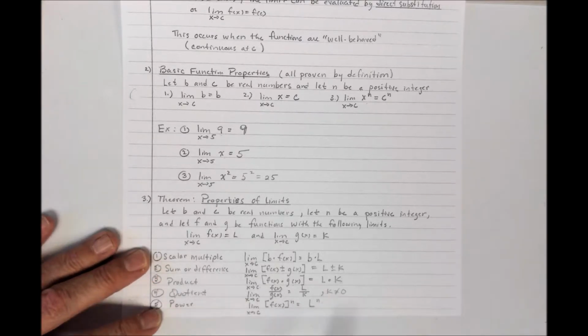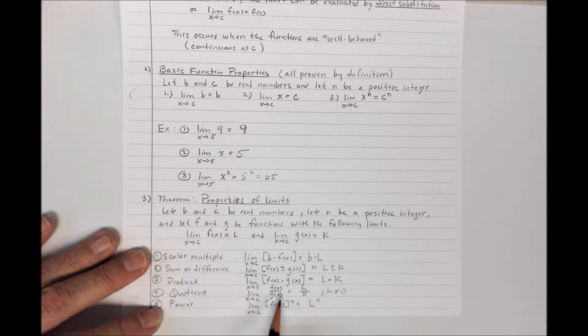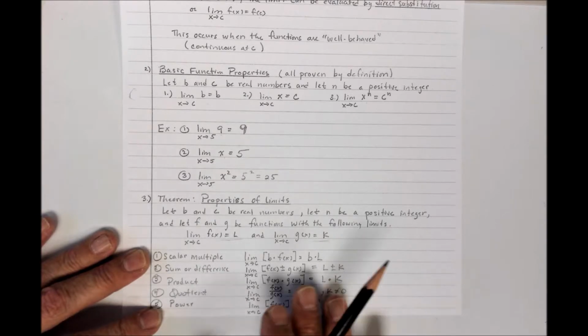Now these properties, we don't necessarily say, oh, I'm going to use the scalar multiple property or I'm going to use the product property, but these are properties that we use all the time when we evaluate limits using direct substitution. All of these are setting up the fact that we have the limits given, and as I showed you before, we use direct substitution there. So let's try a couple of examples here.